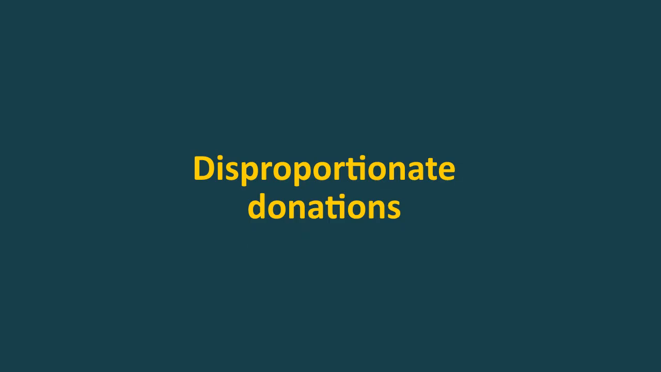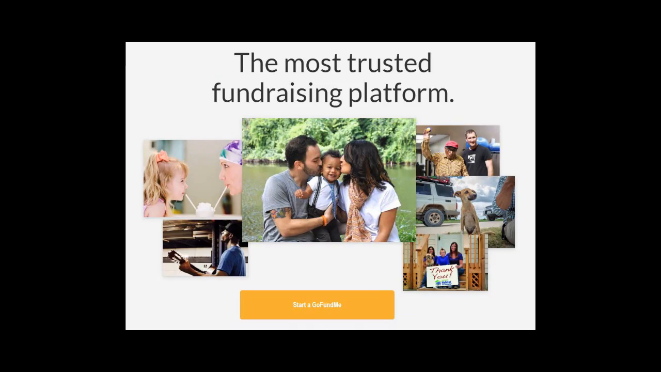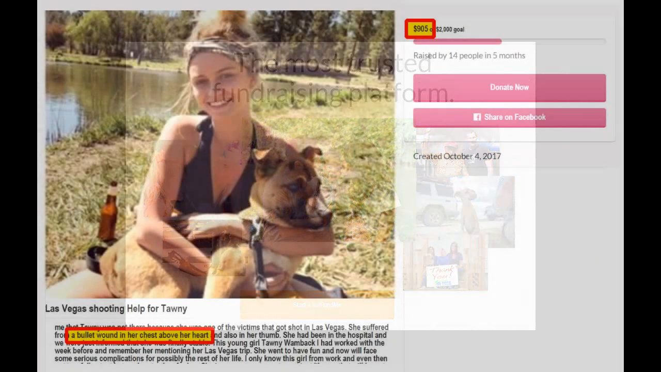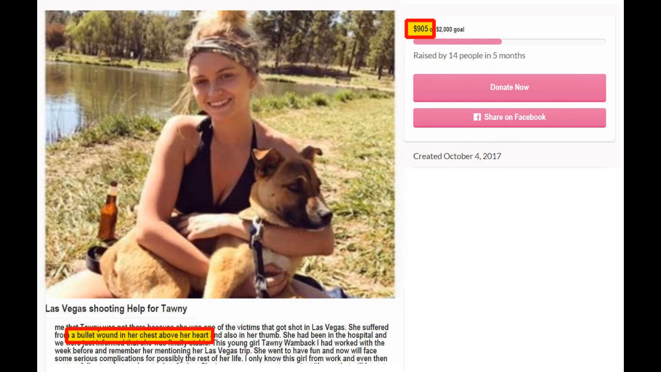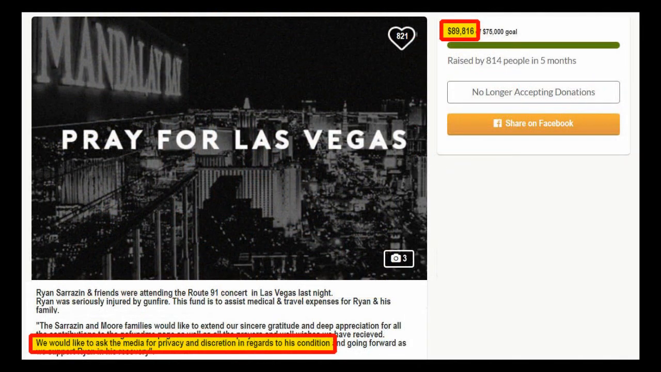On sites like GoFundMe, you generally expect bigger donations for people who post their photos, and whose injuries are more intense. But some cases seem strangely disproportionate. For example, Tawny Womack was shot in the chest above the heart and posted a photo, yet she only got $900. Ryan Sarzing, who did not disclose his injury, nor did he post a photo, got $90,000, almost 100 times more. Perhaps the reason is that Ryan is one of the very few Canadian victims. This probably means that Canadian donations were concentrated on only a few people, especially if a big Canadian media outlet featured his fundraising site.